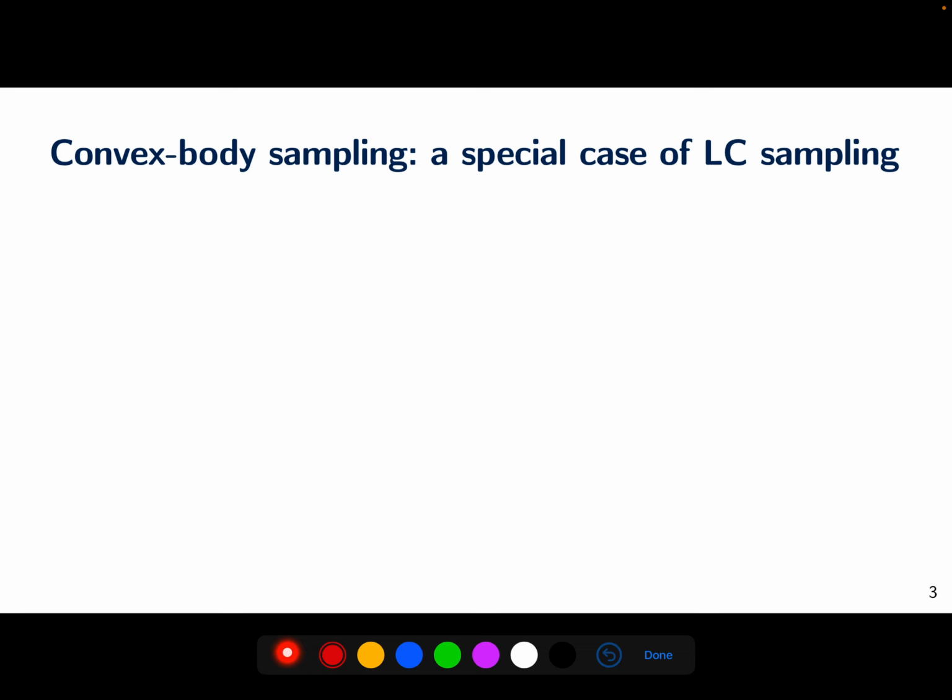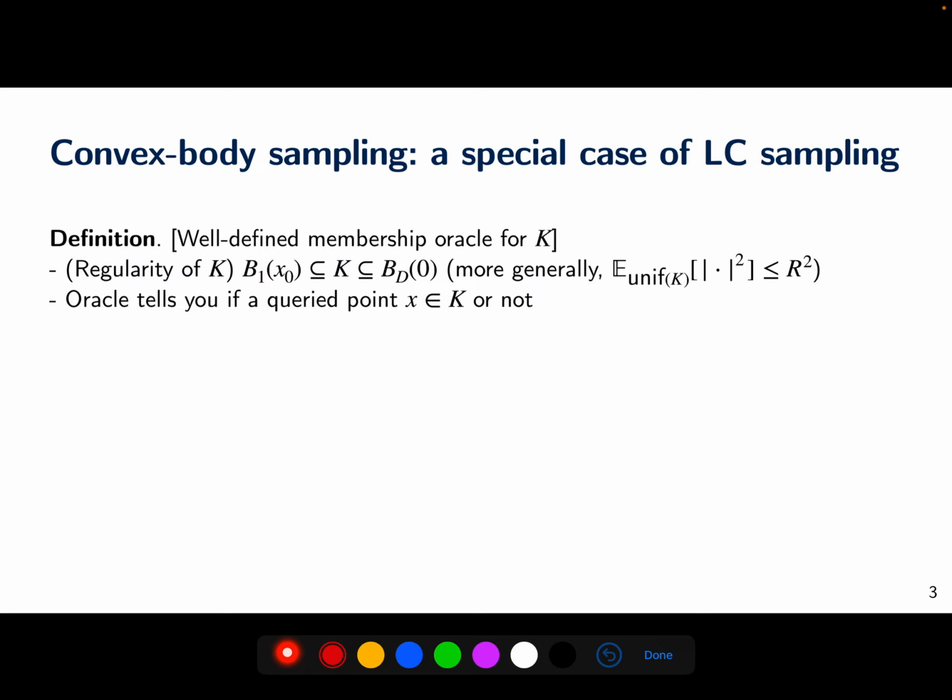Before getting into our main result on the log-concave sampling problem, let me start with a simpler but important case, which is convex body sampling. Because the indicator function of a convex set is a log-concave distribution, convex body sampling is indeed a special case of log-concave sampling.